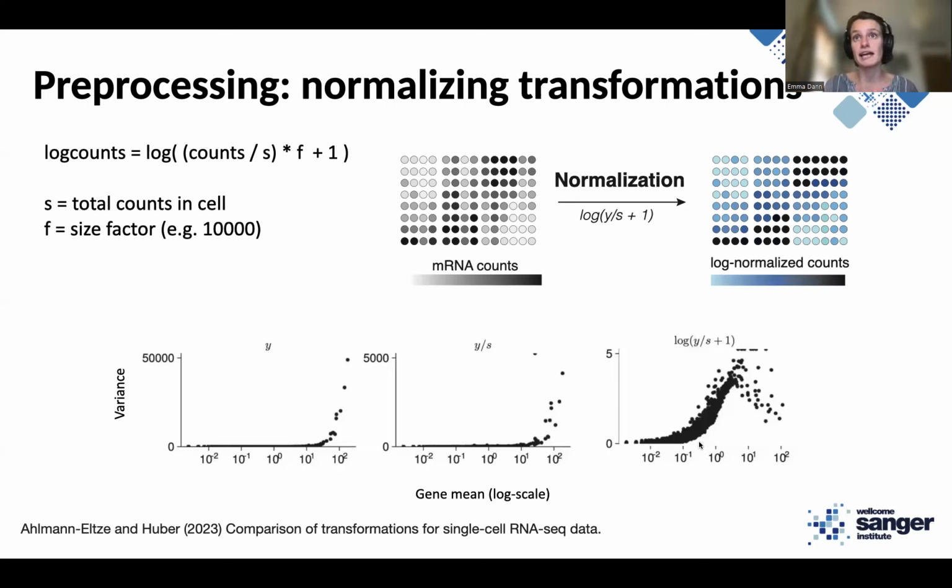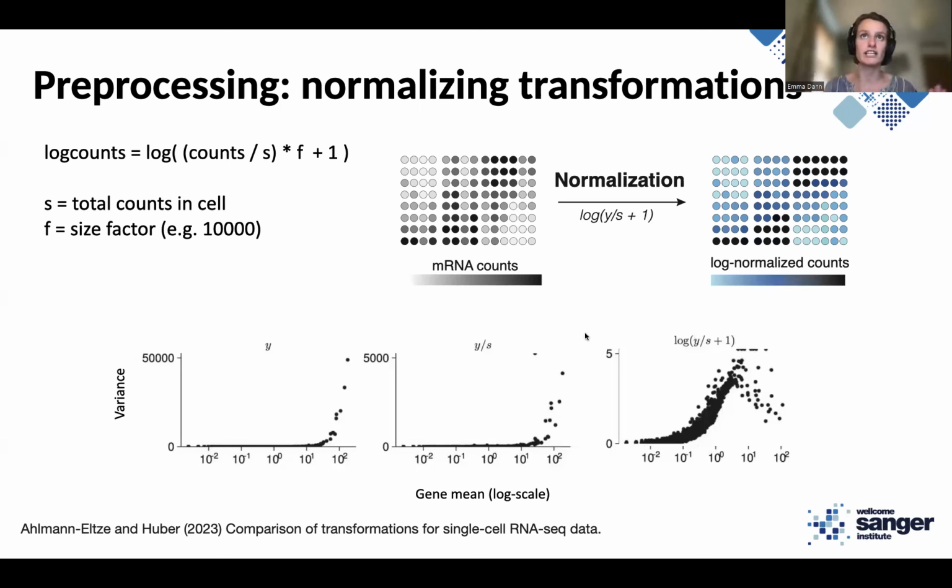And the variance is very important when we start looking at which genes are highly variable, which genes distinguish cells from each other. We don't want all the differences between cells to be explained by a set of very few highly expressed genes. And this might seem like a simple transformation.